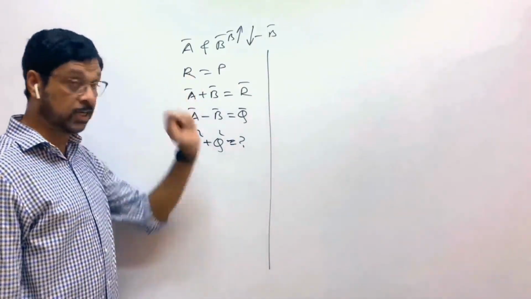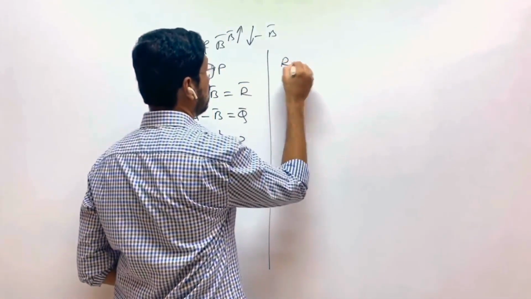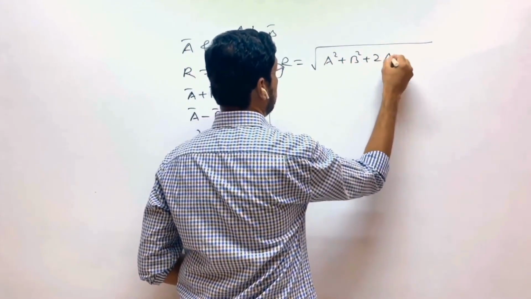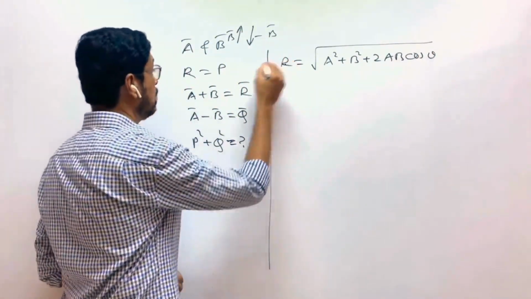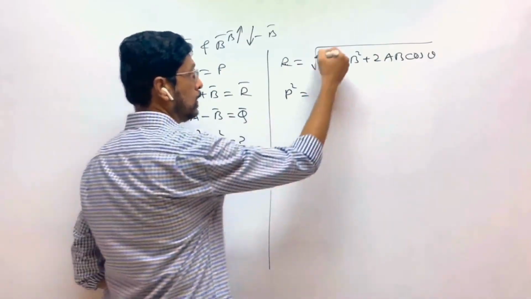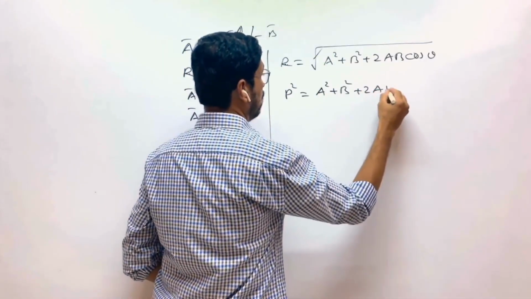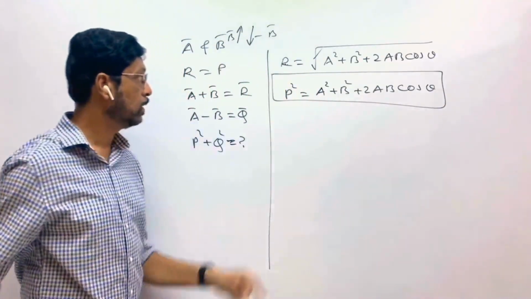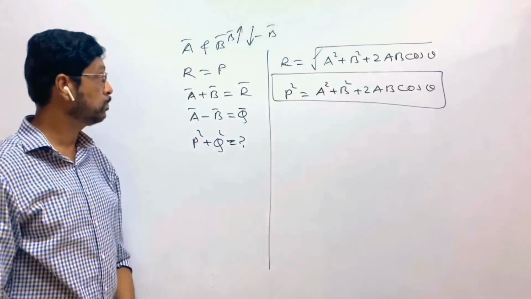Correct? Two conditions, A plus B and A minus B. So from the first condition, resultant R is equal to under root A square plus B square plus 2AB cos theta, right? R is how much? P. So you can directly take squares now. P square is equal to, ये square root निकल जाएगा, A square plus B square plus 2AB cos theta. You got one equation. Resultant is P. So P square is A square plus B square plus 2AB cos theta.